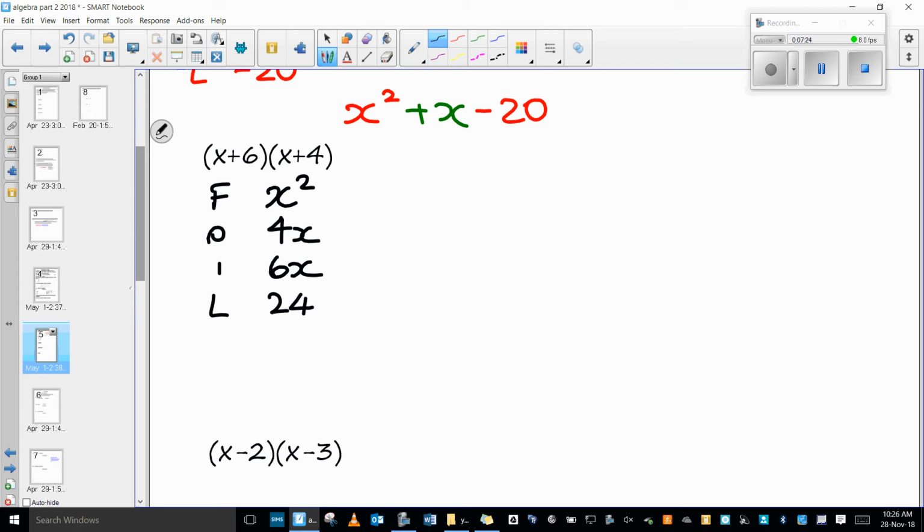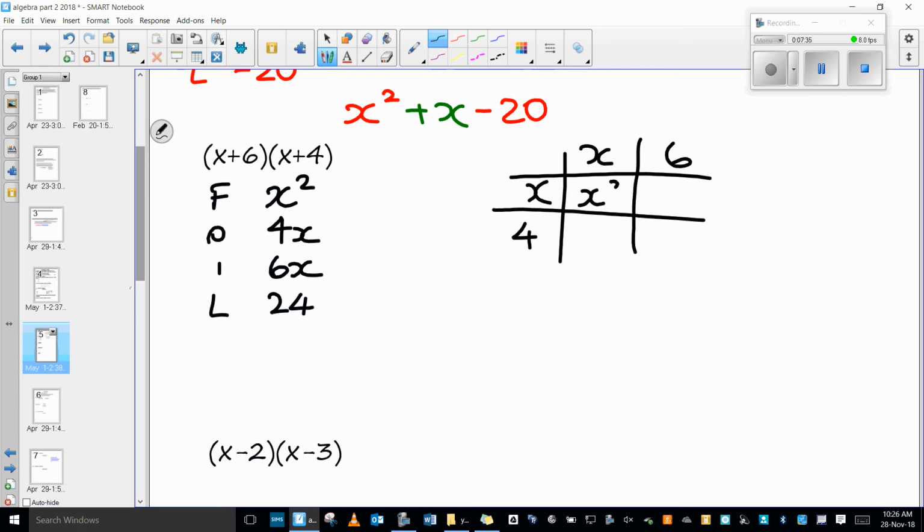Okay, our boxes method. We've got an x, and we've got a 6, we've got an x, and we've got a 4. So x squared, 6x, 4x, and 24. Remember, if there is no sign next to it, is that positive or negative? Positive. Good. So just make sure you remember that. Again, we need to now join like terms. Lo and behold, our two middle ones were, and our ones opposite were.